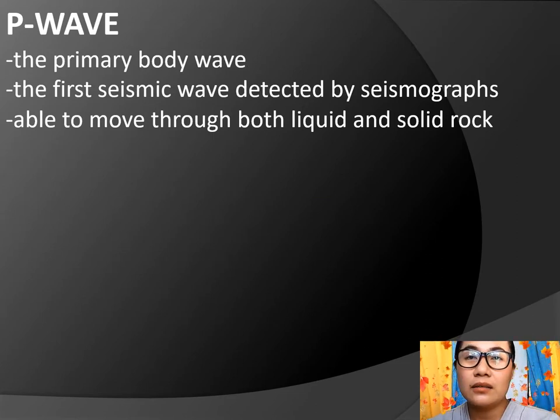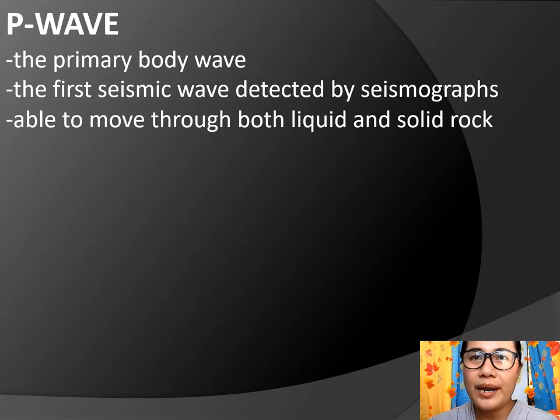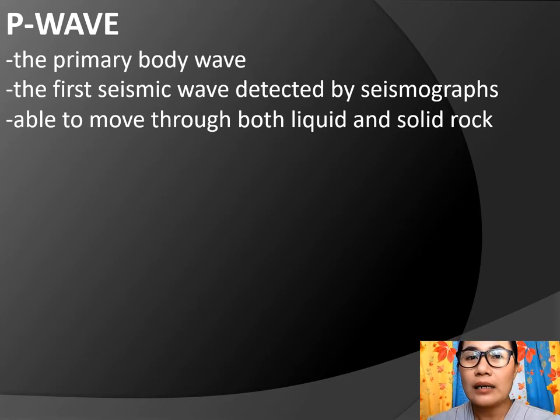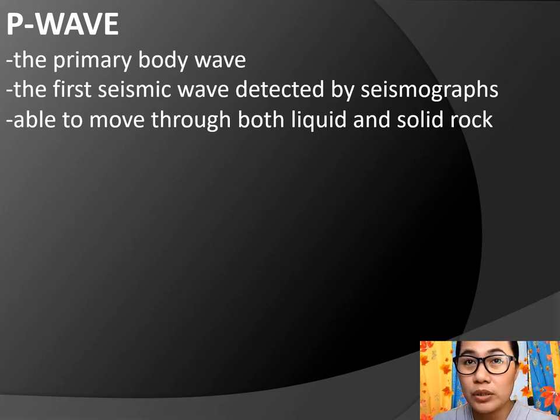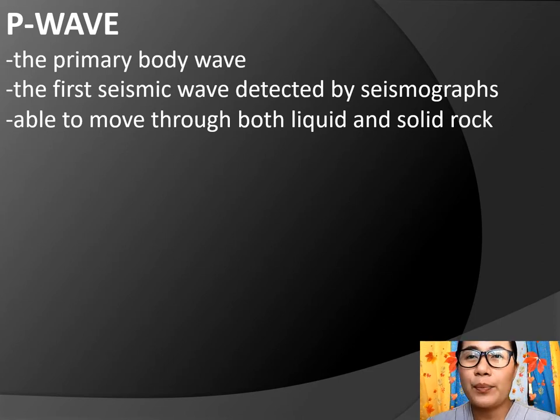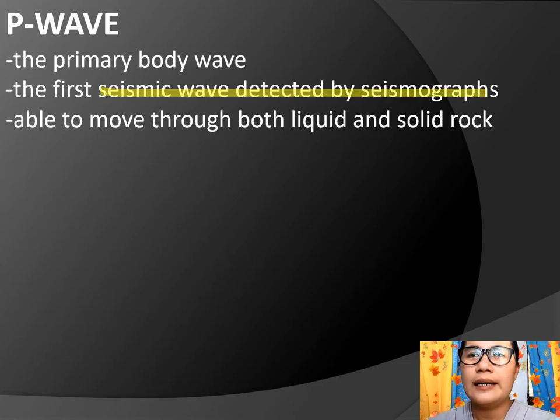Let's start. Ato silang tagsa-tagsaon. P wave, the primary body wave. Again, duha ka klase nga seismic waves, body waves ug surface waves. Magsugod ta ni body waves, duha siya ka klase. Una, P wave or the primary wave. It is the first seismic wave that is detected by seismographs. It is able to move through liquid and solid.